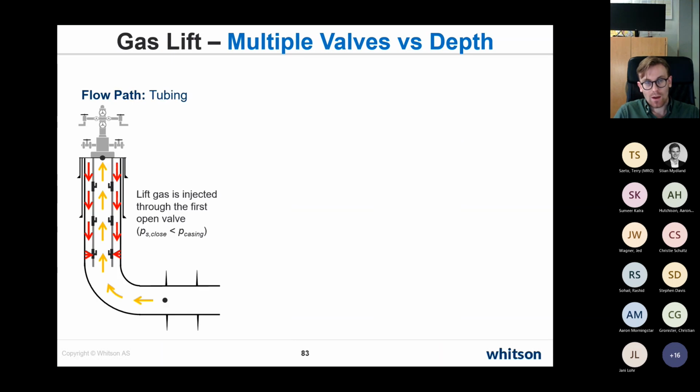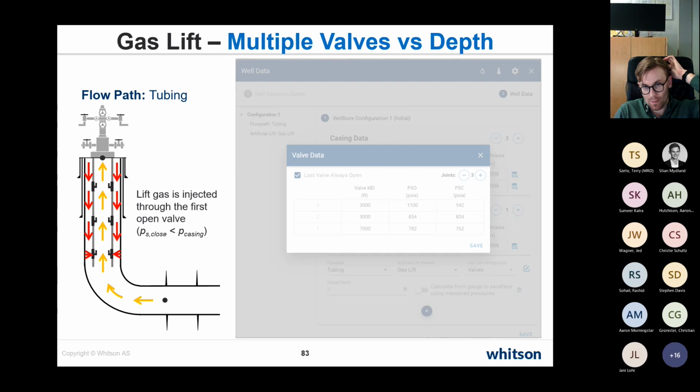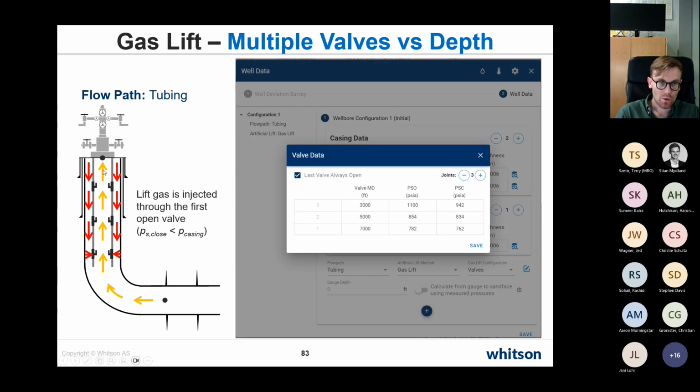Now we're going to have this option of inputting multiple valves versus depth. That's something we try to graphically explain here in the figure to the left. Stian also touched upon it briefly in the theory part as well. The lift gas is injected through the first open valve all the time. To know that, you need to know the valve depths, and you also need to know the so-called PSOs and PSCs.